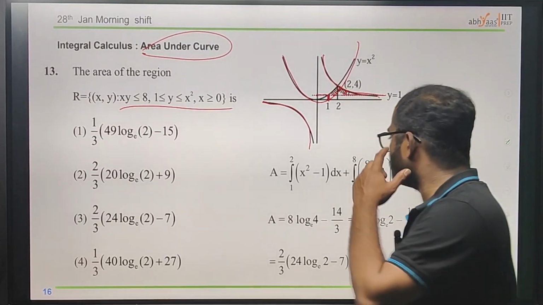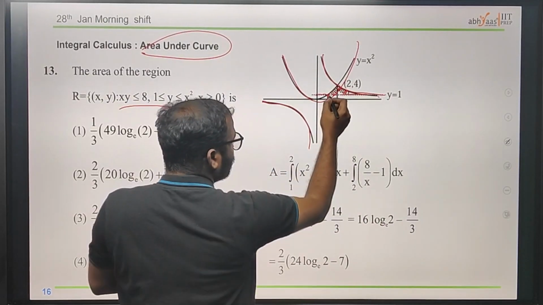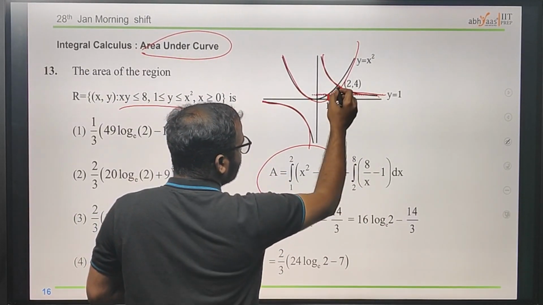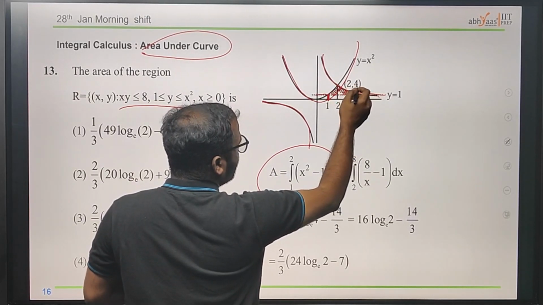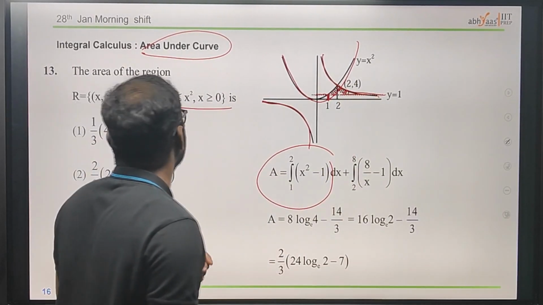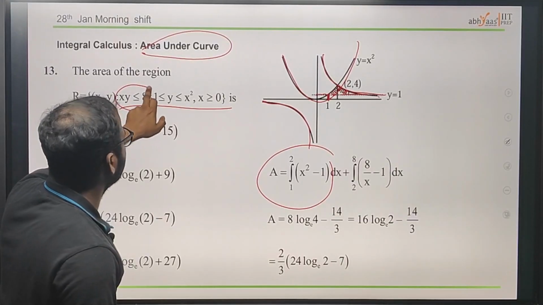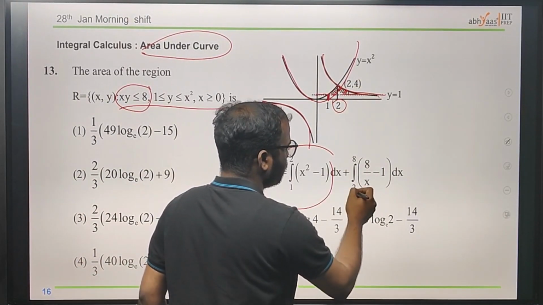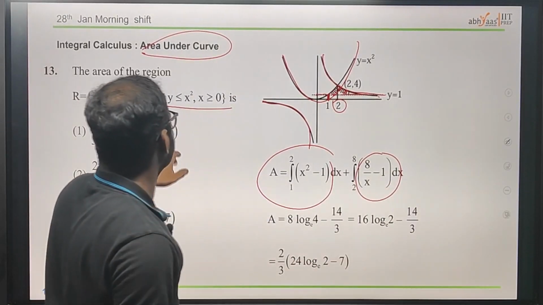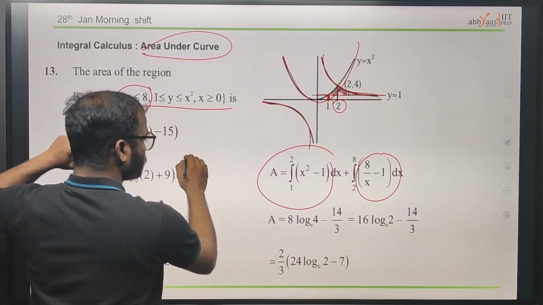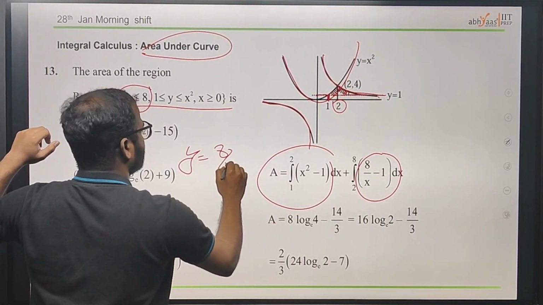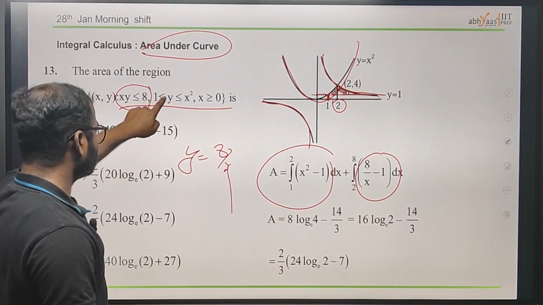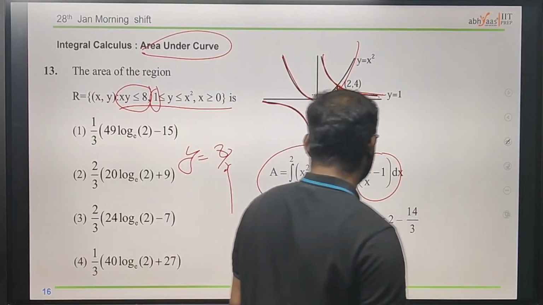Now from this we can easily see that from 1 to 2 we have one region, and from 2 to 8 we have another. I hope you understood what I am saying. From 2 to 8 they have already given xy equal to 8, so y is equal to 8 by x, and next minus 1. That is what we are taking. I hope you understood.